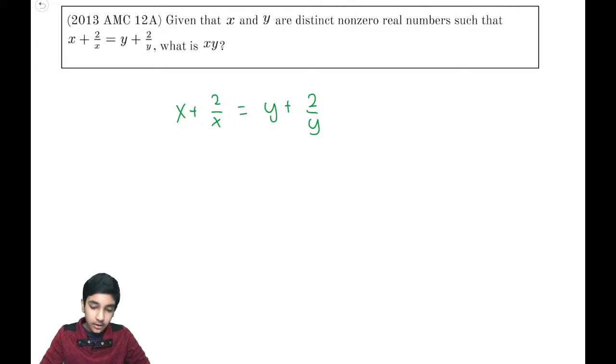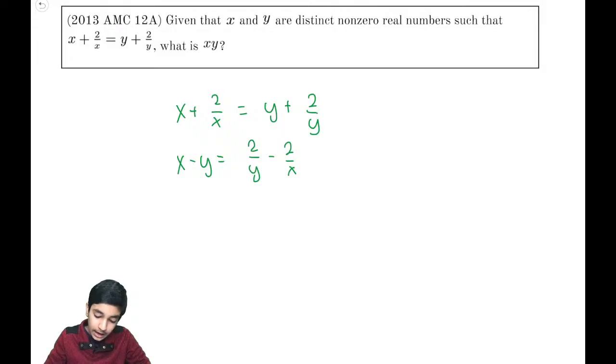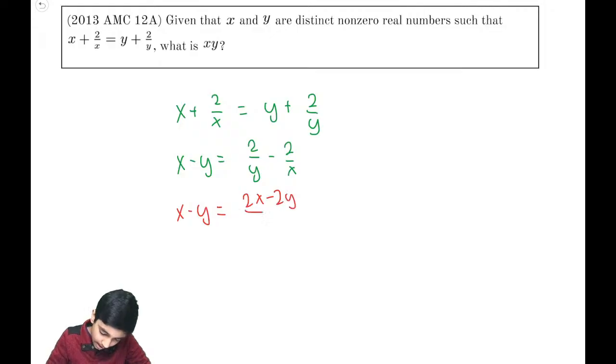So basically, what we can do here is subtract y from both sides. We can move the y to the other side. So we get x minus y equal to 2 over y minus 2 over x. And this is just by subtracting y from both sides and subtracting 2 over x from both sides. Now we can simplify our expression to x minus y equal to 2x minus 2y over xy. And this is just equal to 2 times x minus y over xy.